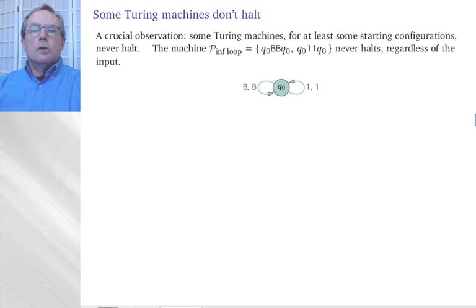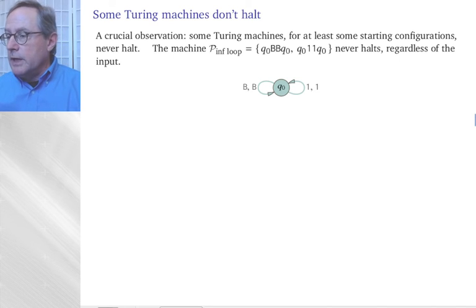Okay, so we want to close with a couple of points. First point, a crucial observation that we'll talk about a lot as we move through the semester. Some Turing machines, for at least some starting configurations, don't halt. So here's a machine, I drew it with the little circles, but anyway, here's a machine that never halts, regardless of what you give it.